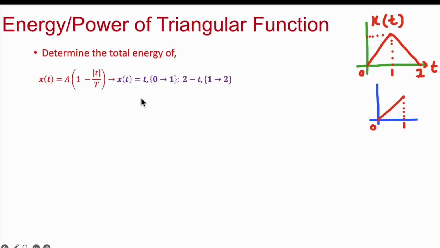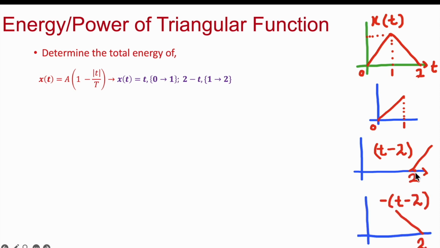So that is why we can represent x of t as equal to t from 0 to 1. While for the second part of the signal, we can say that it is a shifted version of a ramp signal. So the shift is t minus 2. From the graph, we see that on the other side it is a reflection. So we will do the reflection of that signal, and we can see that the signal now looks the same as given by the graph, but we multiply t minus 2 with the minus sign.